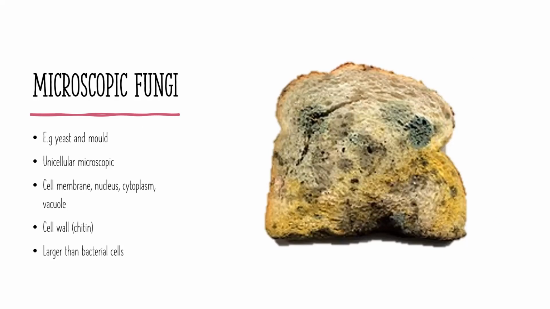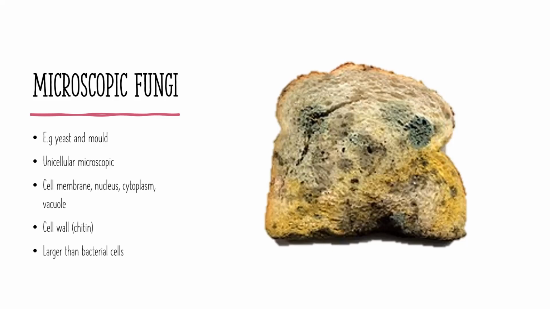When we're talking about the microscopic fungi, the microscopic fungi has a cell membrane, it has a nucleus, it has a cytoplasm, and it has a vacuole. Now, these are the parts of the fungi cell. So the difference between this fungi and bacteria would be that they include a nucleus, which the bacterial cell did not include. It included a strand of DNA.